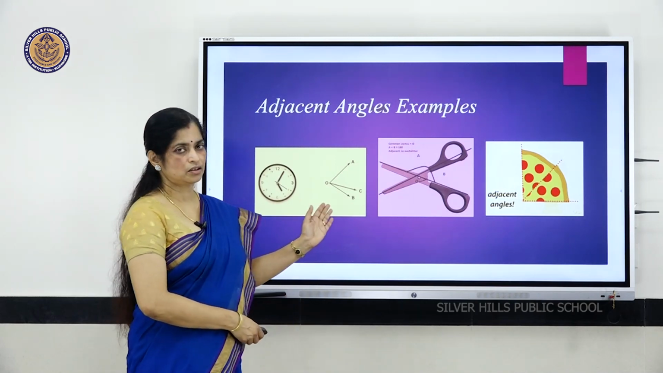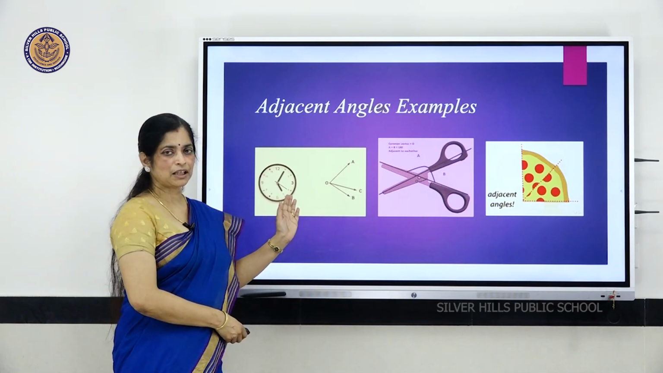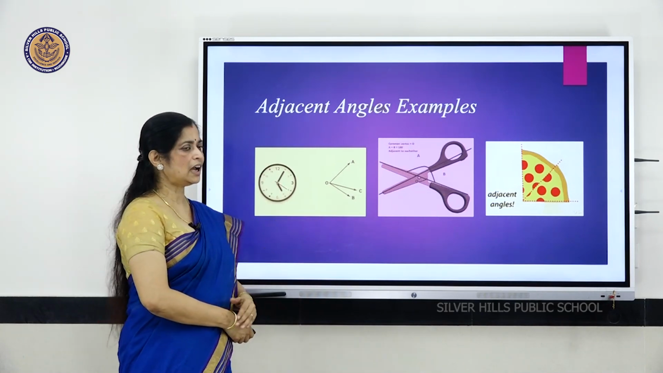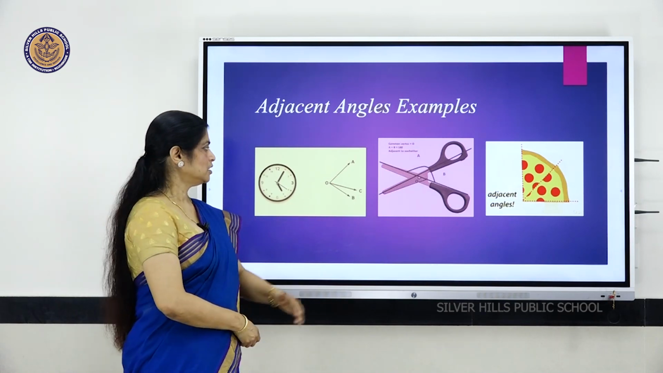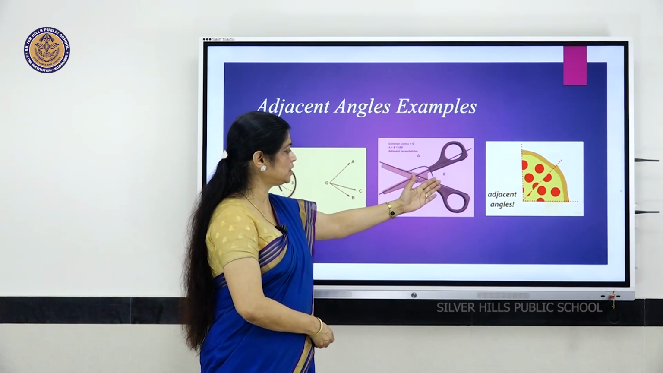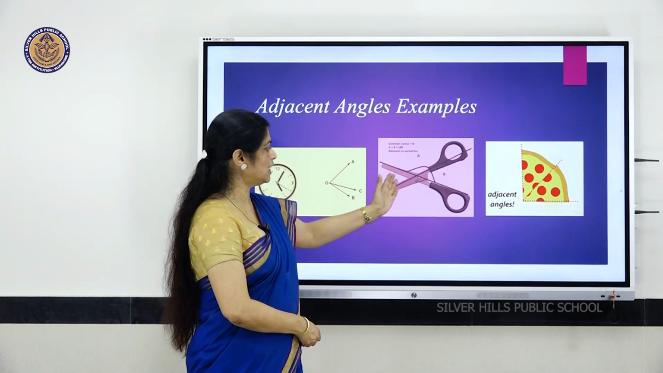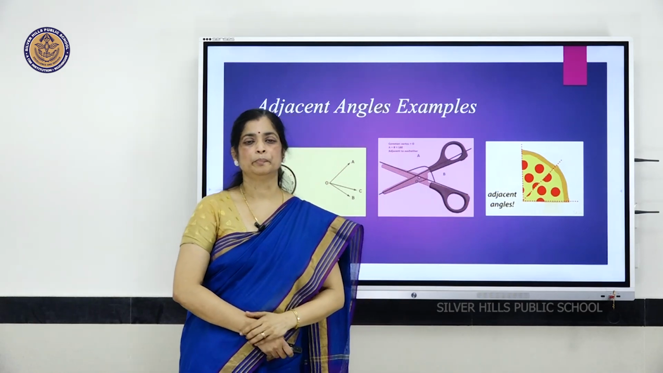Next are the examples of adjacent angles. Look at the clock. The clock has got two arms. Apart from that, it has got the seconds hand. This is forming adjacent angles. Next is a scissor, angle A and angle B. They are adjacent angles. Next is the example of a pizza.